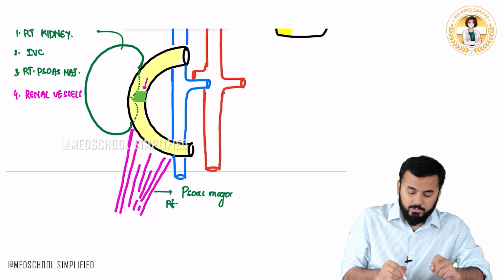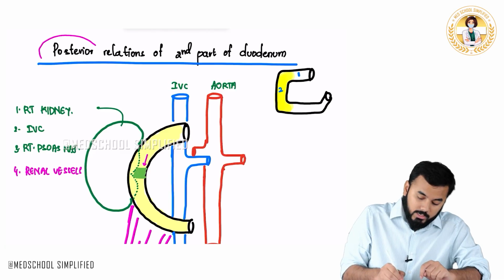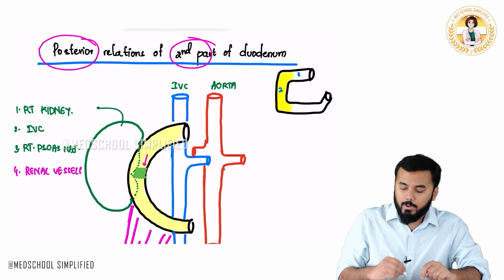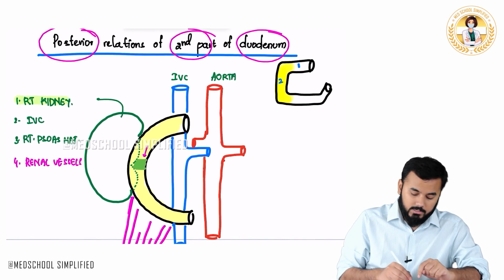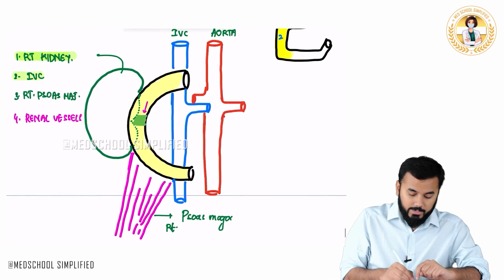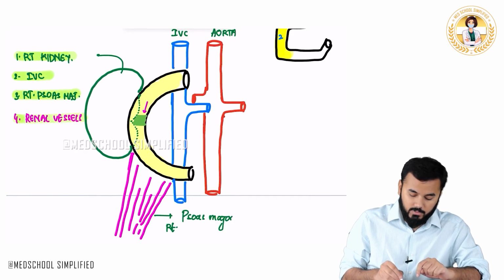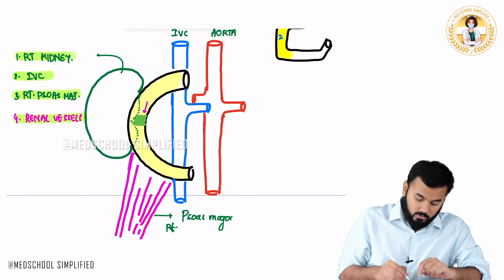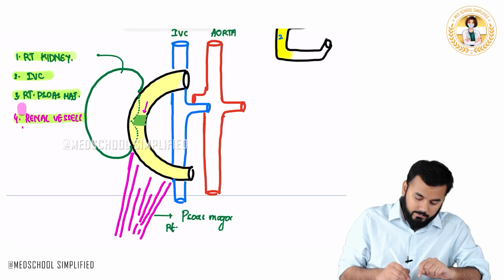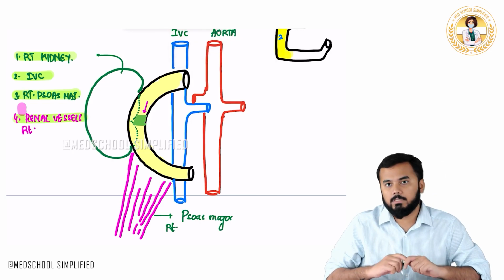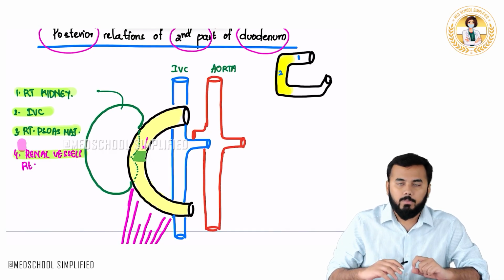So if someone asks you what the posterior relations of the second part of the duodenum are, what are they, guys? Here we discussed that the right kidney is one of the relations. The inferior vena cava is one. We have the right psoas major as well as the renal vessels. And which renal vessels? It is the right renal vessels. So these are the structures which are located posterior to the second part of the duodenum.